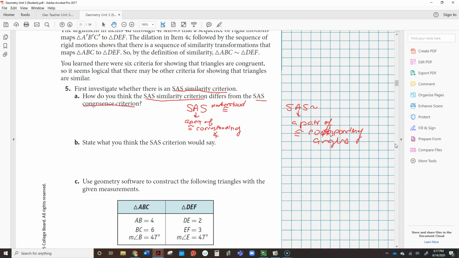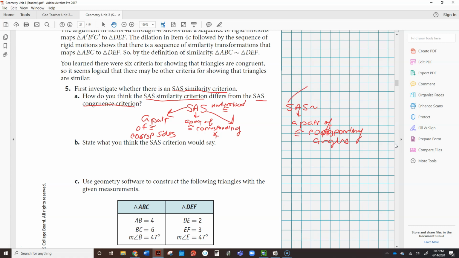Okay, now these over here, when we're dealing with side angle side congruence, these two S's stand for a pair of congruent corresponding sides. And it's actually the same thing over here, another pair of congruent corresponding sides.